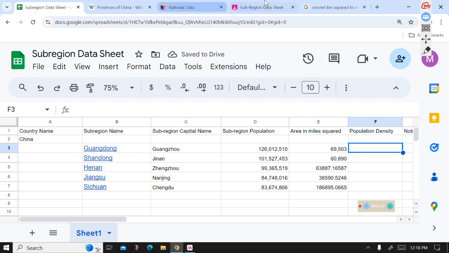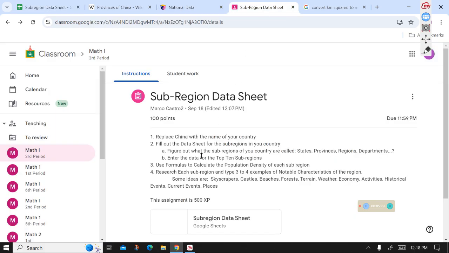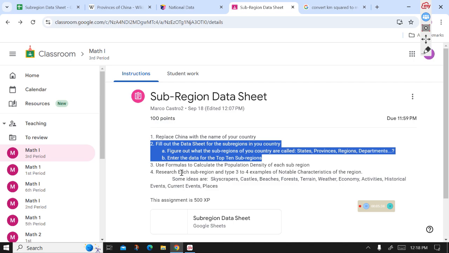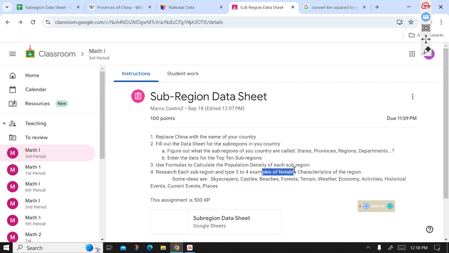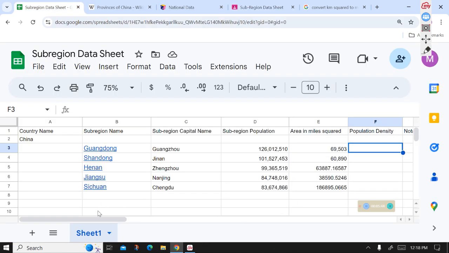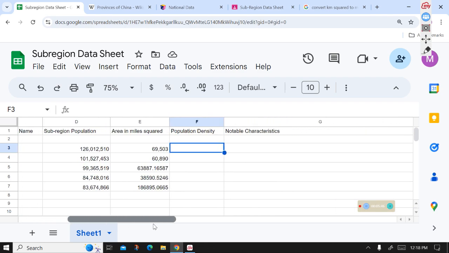Okay, so now we've done, basically, the first two are done, okay? The next thing that we would have to do is use the formulas to calculate the population density and then research the subregions and get the notable characteristics, okay? That's what I'm going to talk about right now before we get into the numbers. So the population density will be the last part that I'll talk about in the video.